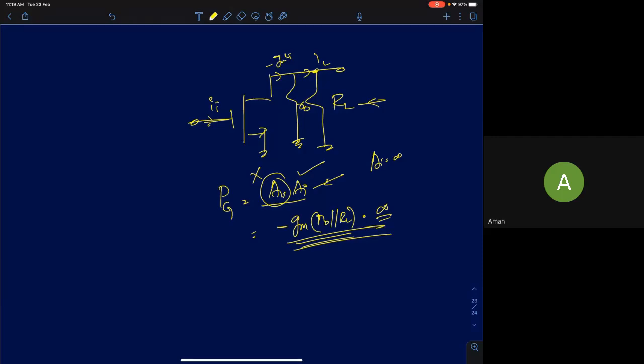Okay. So I think one of you is asking, how is current gain infinity? Because the input current drawn is 0. So the current gain, IL by Ii, is infinity.